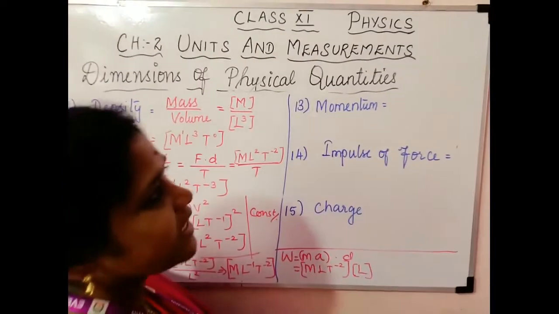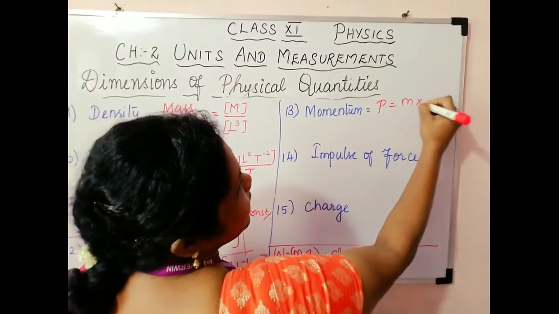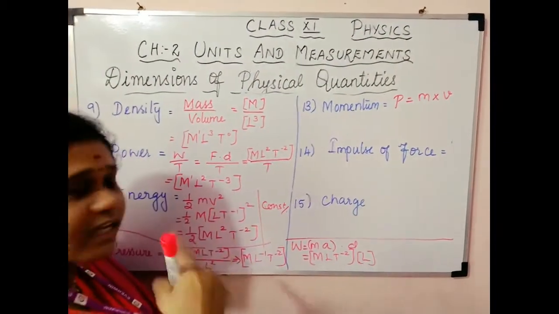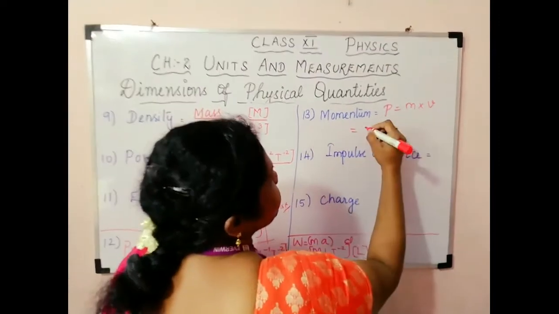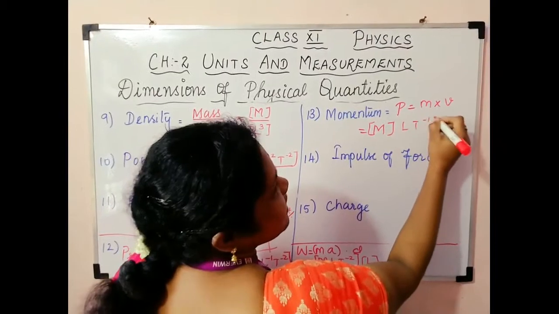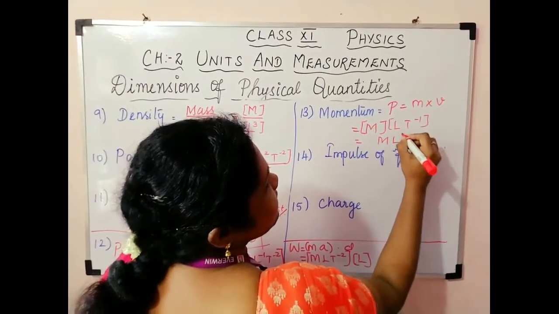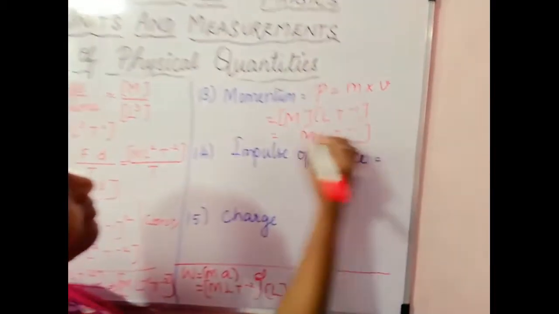Now coming to momentum. Momentum, we know P is equal to mass into velocity. What is mass? M. Velocity? L T power minus 1. So this can be written as M power 1, L power 1, T power minus 1.